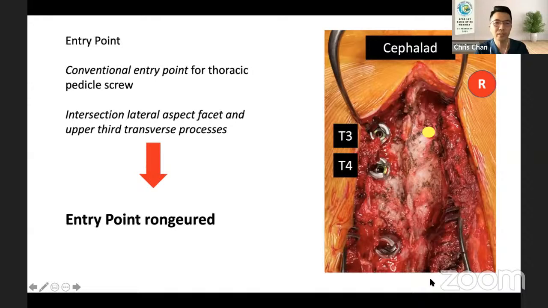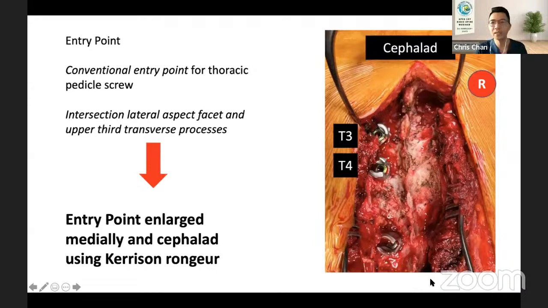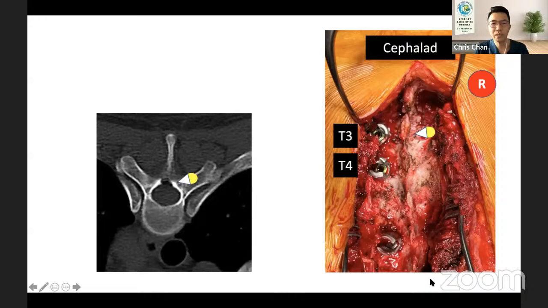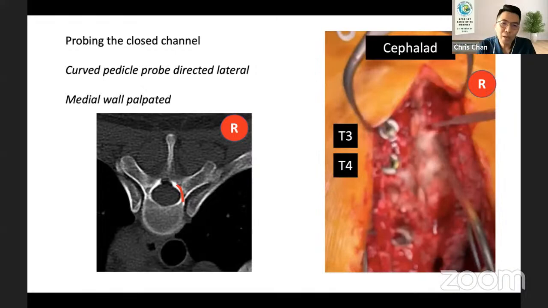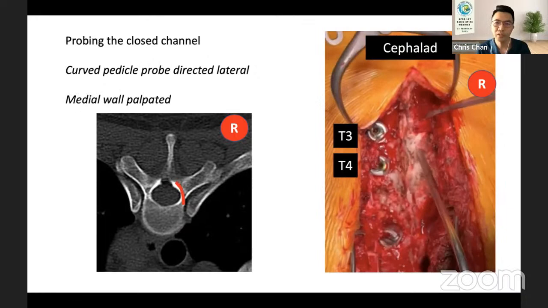Subsequently, we advance it medially. We enlarge the entry point medially and cephalad using a Kerrison rongeur as shown here. And the reason we advance it medially is so that we can palpate the medial wall easier. So in this video, the pedicle probe, a curved probe, is directed laterally. And what we are palpating is the medial wall of the pedicle until we reach the closed isthmus, as you can see in this video.